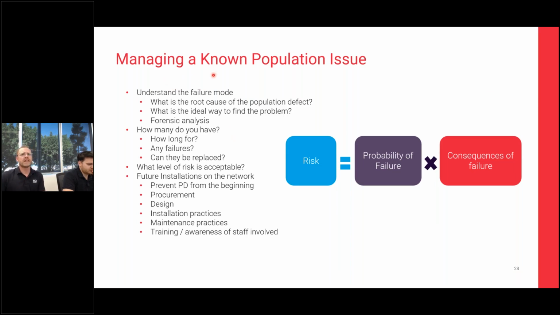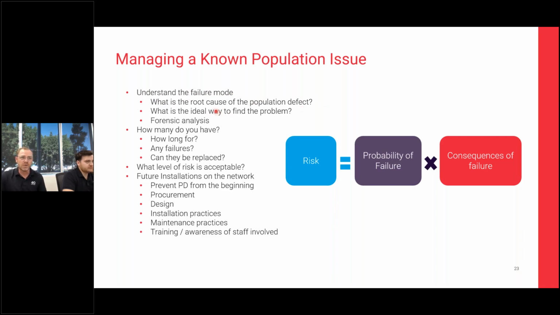Now, when we've got a population issue, so just say you've got a problem on one type of ring main unit or one type of switchboard, and then you go, right, well, maybe we've got more of this. So you go out and scan all 100 switchboards that you have, and you find a problem in 30 of them. What are you going to do about that? So what we need to know, knowledge is power in that instance. Understand the failure mode. So what you want to try and do is figure out what is the root cause of the population defect.